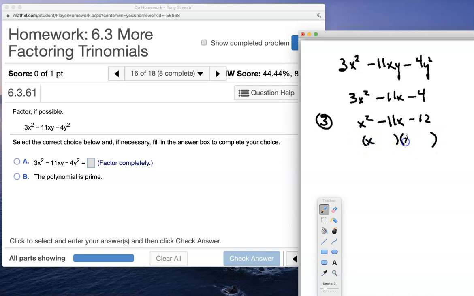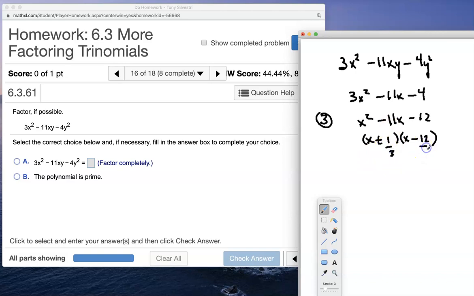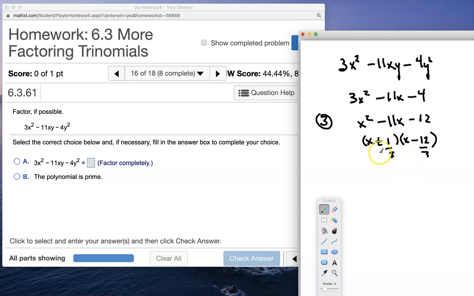X and X, and I don't need any computer for this. This is going to be plus and minus for the negative 12. I'm going to put the 12 and 1 as the numbers involved. 12 and 1 will give you negative 12 right there. Now make fractions out of those numbers and simplify the fractions.